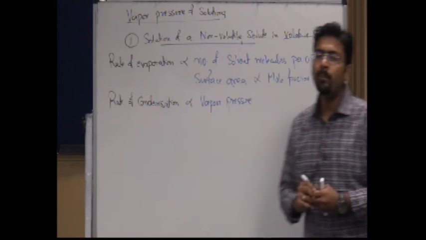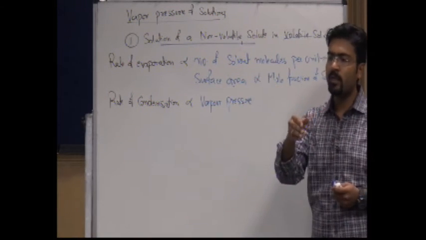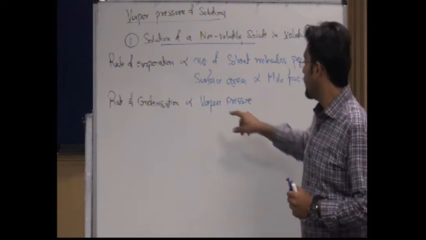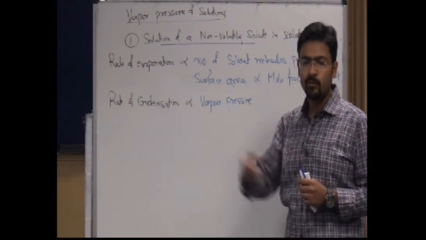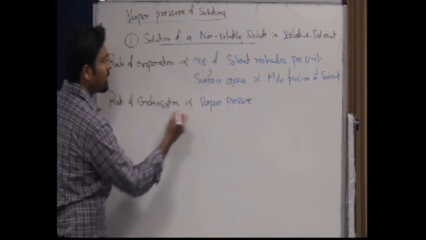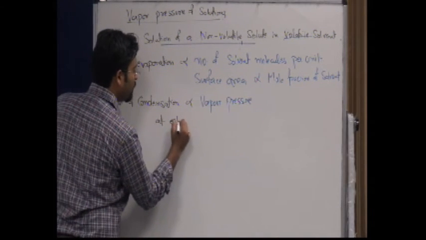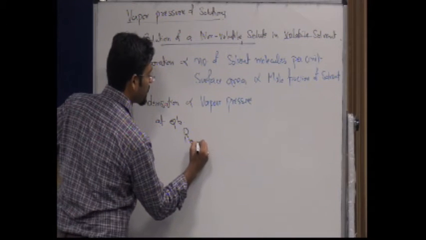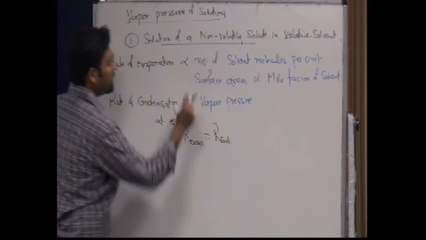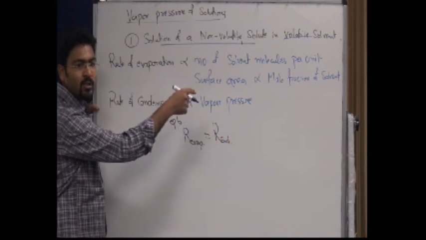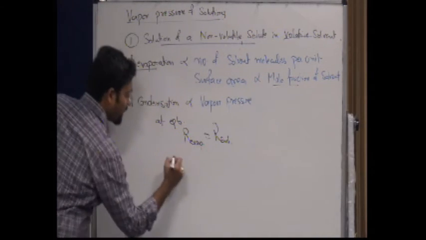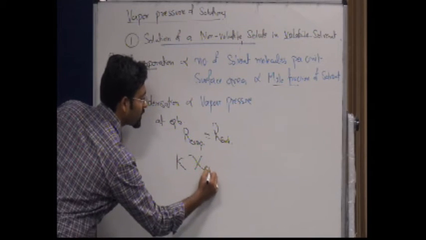Because how are the particles condensing? By colliding with the walls of the container or with the surface of the liquid and losing their kinetic energy, right, and getting condensed there. So the higher the vapor pressure, the higher the chances of their getting condensed, right? So if I relate the two, I can say that at equilibrium, the rate of evaporation became equal to the rate of condensation. Here, I'm just removing the proportionality and putting a constant. So it is K into mole fraction of solvent.